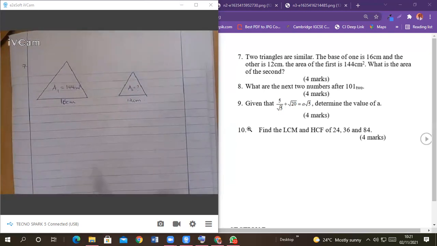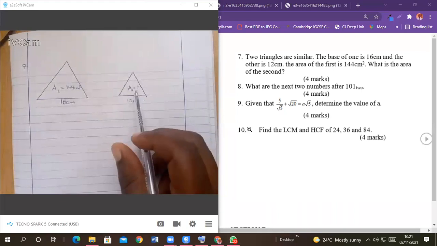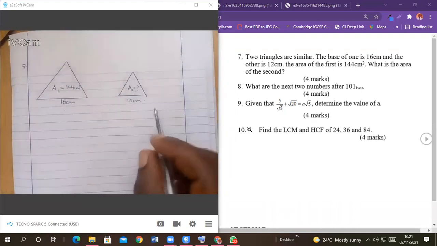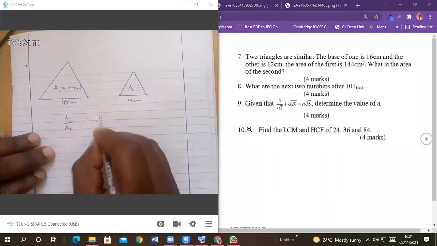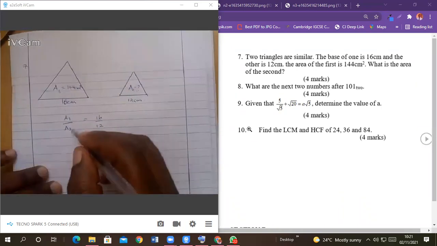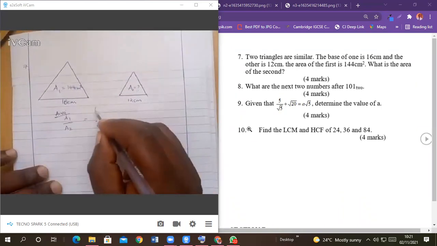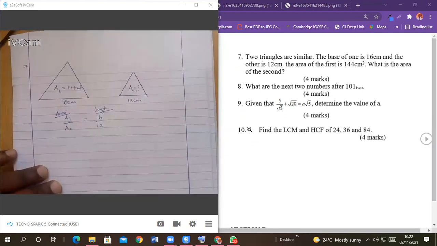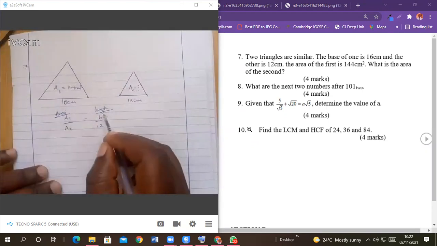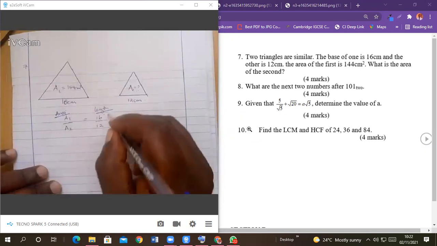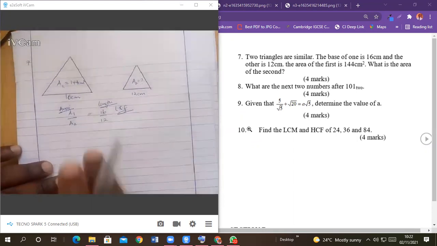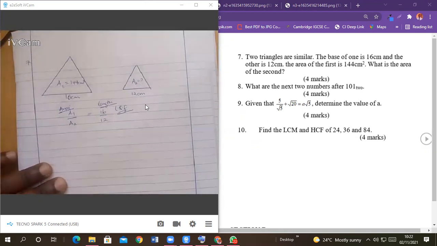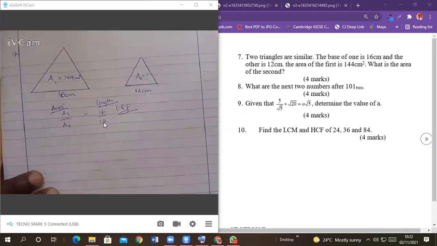Now, other people are saying area of A1 over area of A2 is equal to 16 over 12. But you can't use this. Why? Because this is area here, and this is length. You can't use them. So here you have to get the linear scale factor. You have to first get the linear scale factor. After getting the linear scale factor, then you can get the area scale factor. Then you can find the areas.